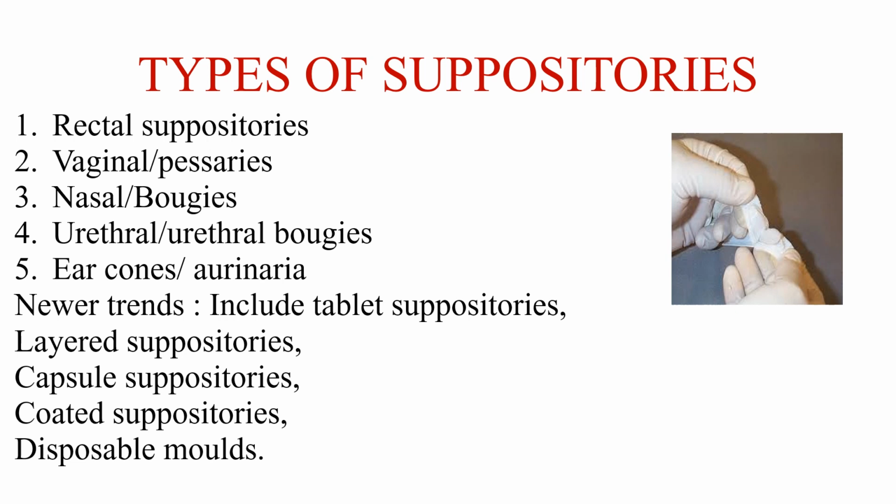And a new trend nowadays is that these suppositories are also prepared in the form of a tablet. Therefore we call it a tablet suppository, or 3 to 4 layers are used. Therefore these are called layered suppositories. The suppository is placed in a capsule, the capsule suppository, or the suppository is coated. It is called a coated suppository, and sometimes disposable molds. These are the different types of suppositories.